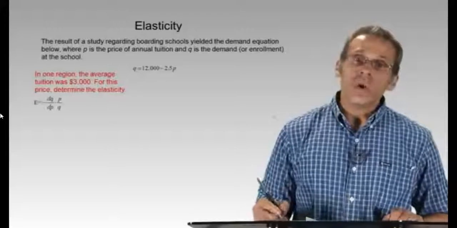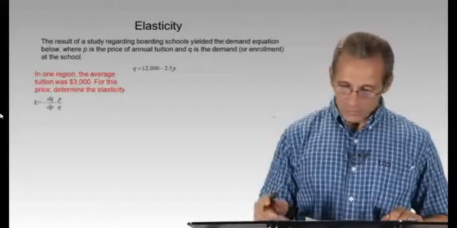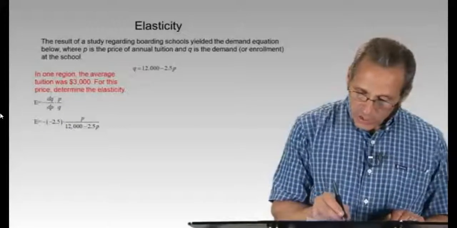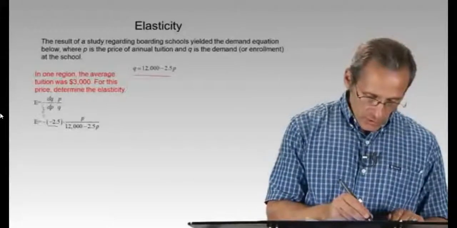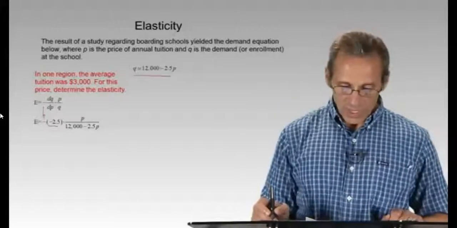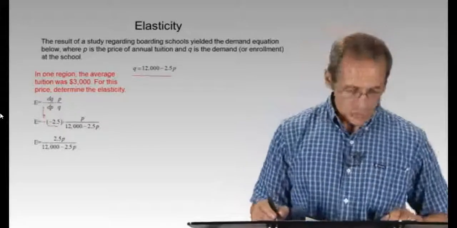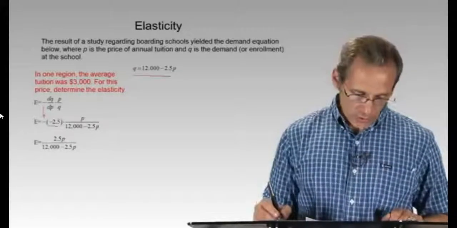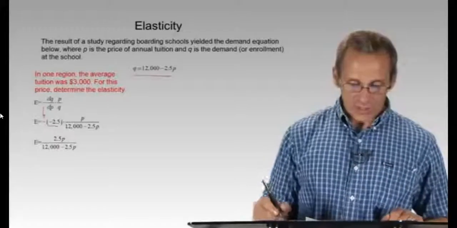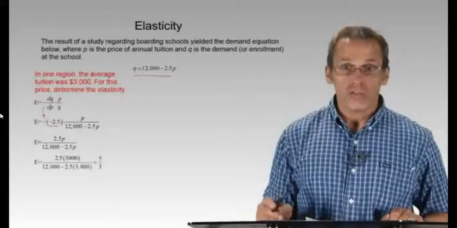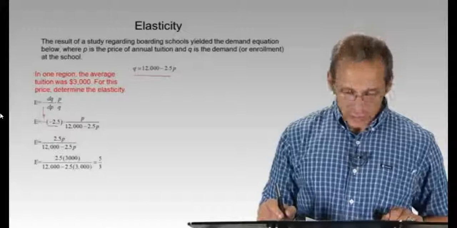Again, we look at the equation for elasticity, negative the derivative of Q with respect to P, times P over Q. Well, we take the derivative of Q, and that would be just negative 2.5. We bring down the negative that is a part of the equation, and we take P and divide by Q, and Q again was 12,000 minus 2.5P. Simplifying, well, we don't have many chores to simplify. Minus the negative we could refer to as just a 1 times 2.5P, and we have an elasticity equation. Since we want to determine the elasticity for a specific price, that price is the tuition, that $3,000. So we evaluate the elasticity function at P equals 3,000, and the result is 5/3.